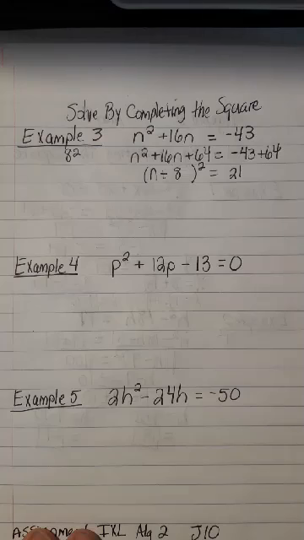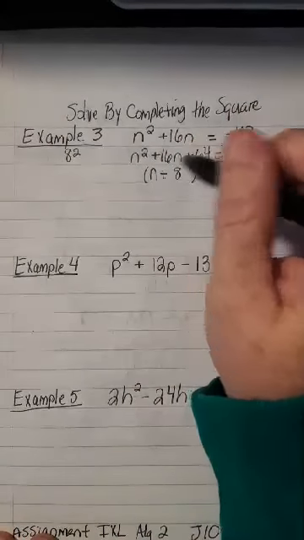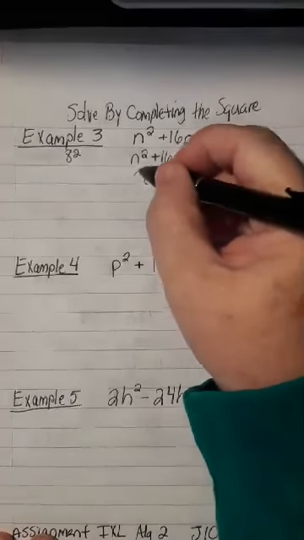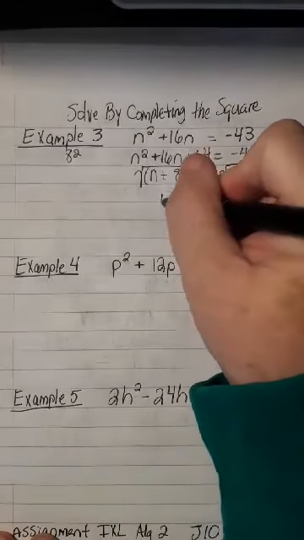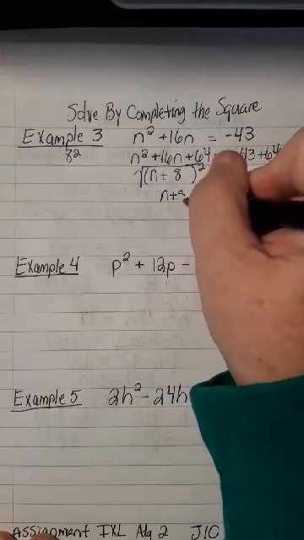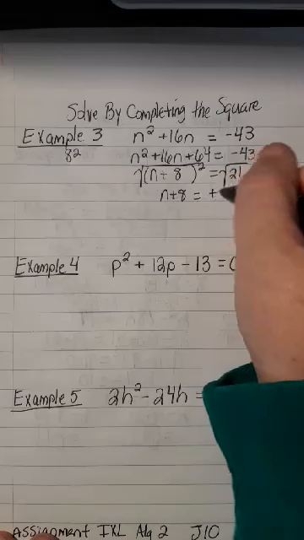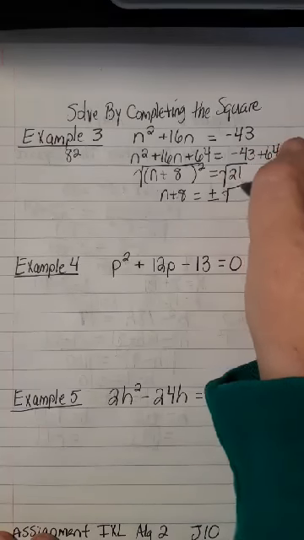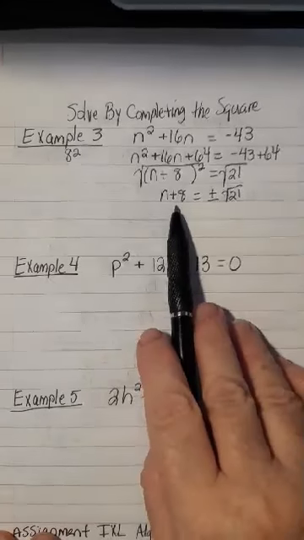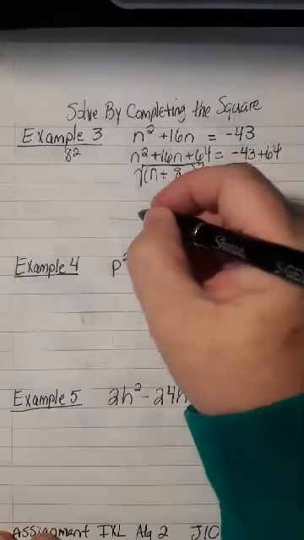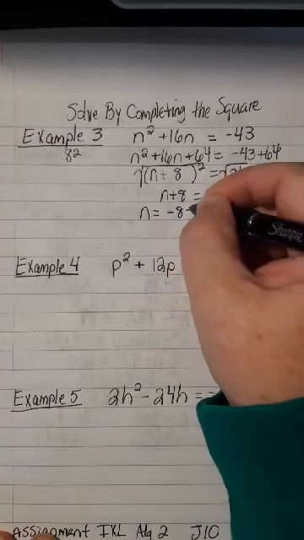Now you're ready to take the square root of both sides, because we're going to solve for n, so we've got to get rid of the exponent too. So you're going to do the square root on both sides. That's going to be n plus 8 equals, remember to always put your plus or minus, and then your square root of 21. Now we have to subtract the 8. So that's going to be n equals, put the negative 8 in front of your plus or minus.